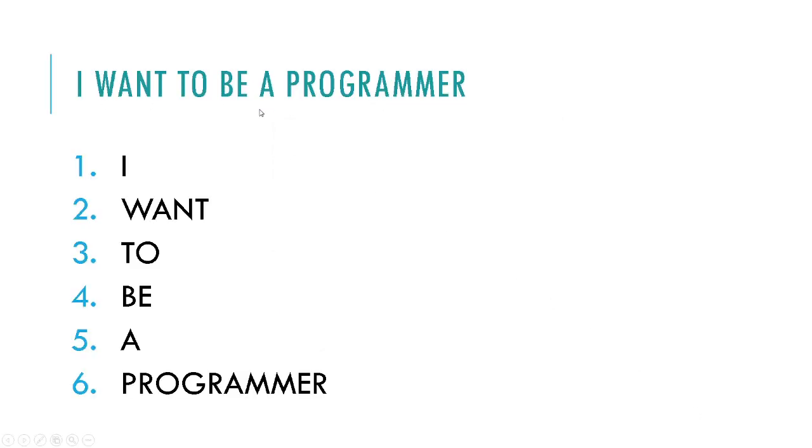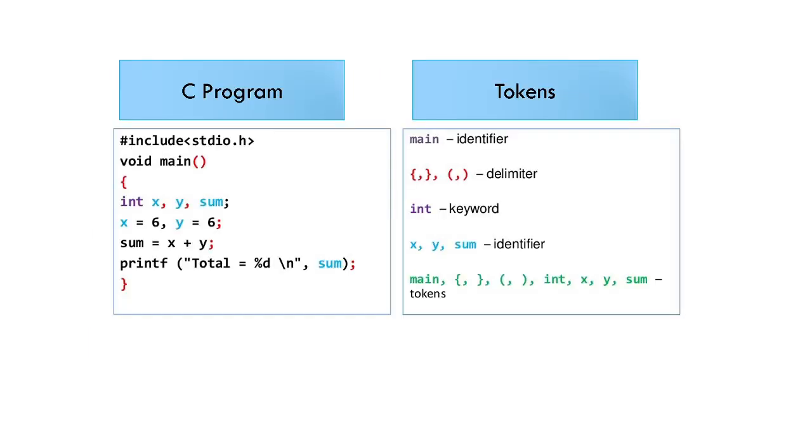I want to be a programmer. How did I construct this sentence? I had some words. I have six words here, and I placed them together and made this meaningful sentence. So these words are the building blocks of my sentence. I use these words to construct my sentence. Similarly, tokens are the building blocks of a C program. What I mean by that is you can construct any C program using these tokens.